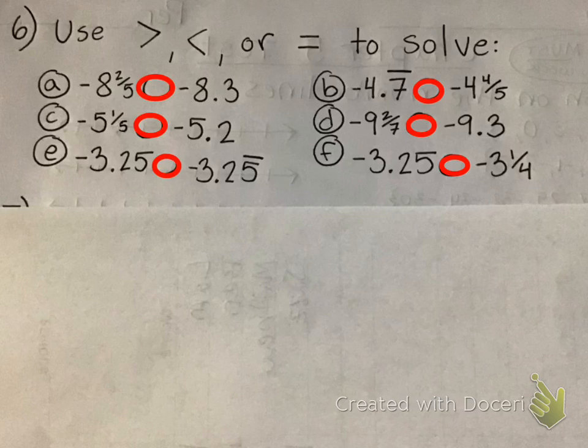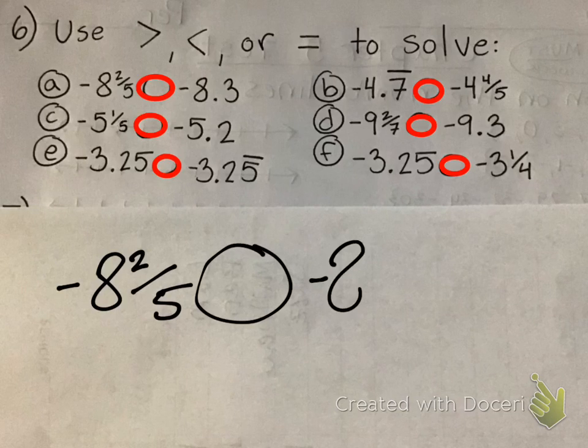So let's think of this first one. -8 and 2/5, right? Let's see. Here we've got -8.3. What is 0.3 as a fraction? Who can tell me what 0.3 as a fraction is? Chase? 3/10. Now, that's still hard to see because I've got 2/5 and 3/10.